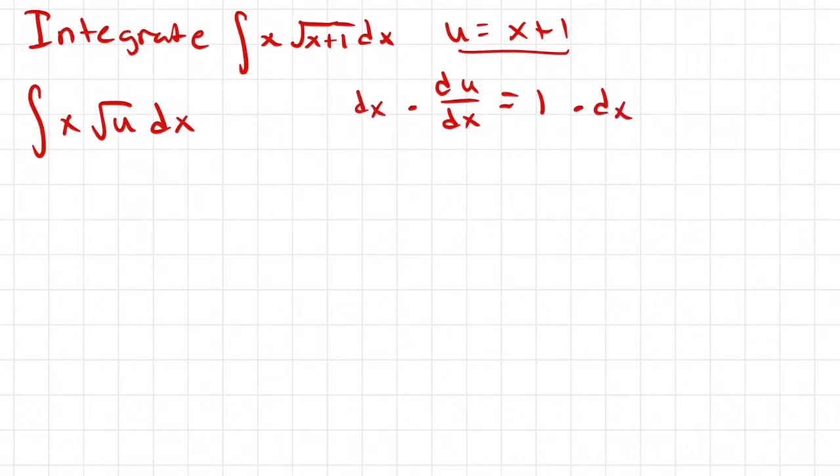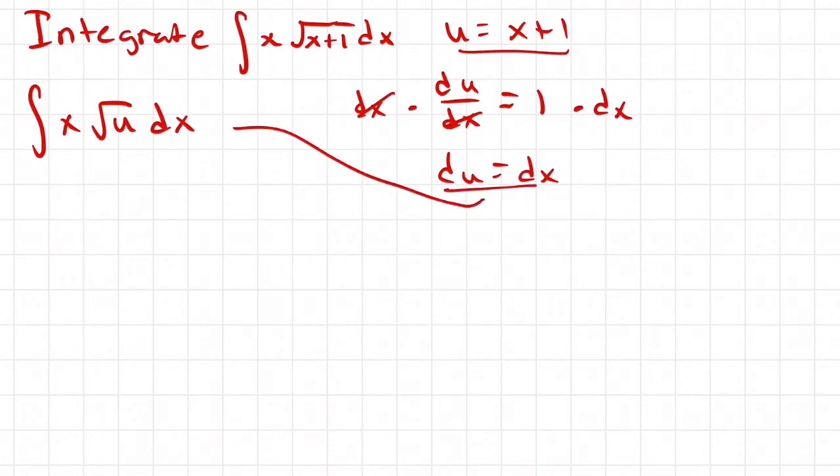As you can see, on the left hand side, the two dx's cancel out, and you're left with du is equal to just dx. Now that we have this equation right here, we can substitute it back into our new integral, and we get that the integral of x being multiplied by radical u is going to be integrated with respect to the variable u.